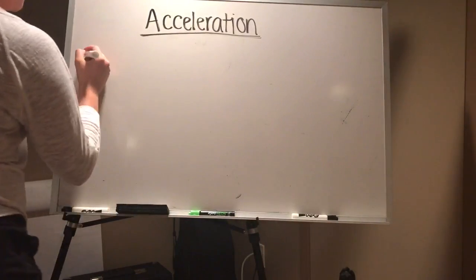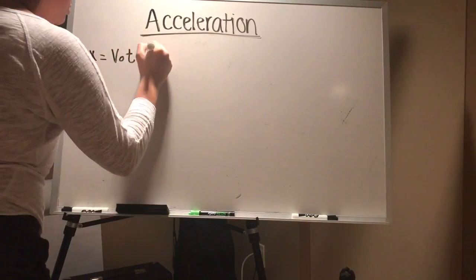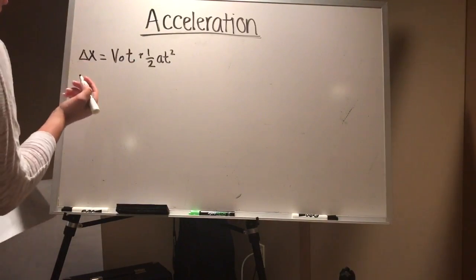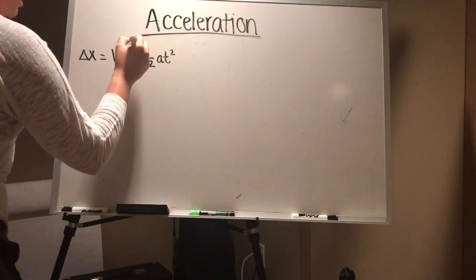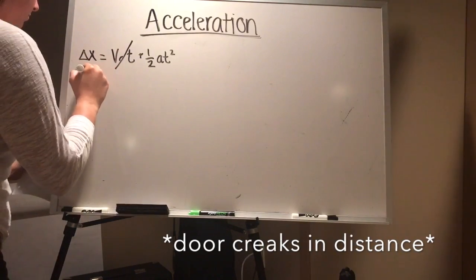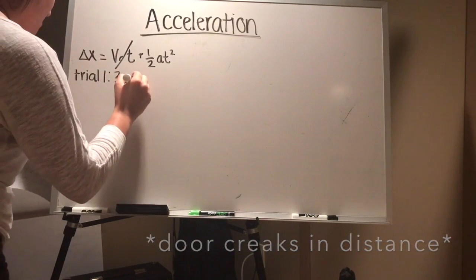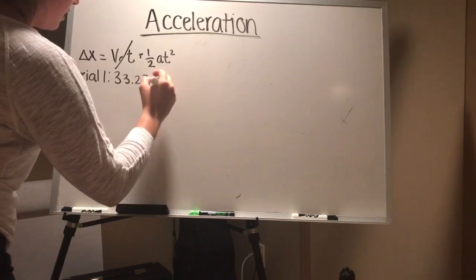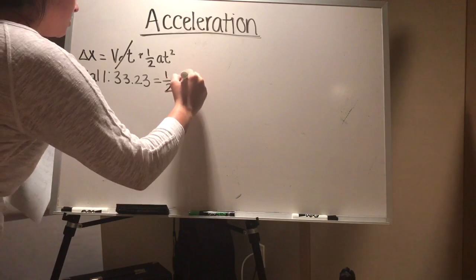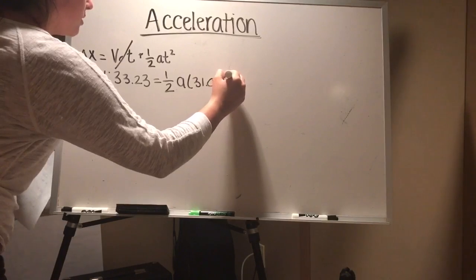The equation you use for acceleration is delta x equals initial velocity times time plus 1/2 times acceleration times time squared. For this car, the initial velocity was 0, so we don't use that. In trial 1, the car moved 33.23 meters, so you do 1/2 times the acceleration, which is what you're looking for, times 31.08 seconds squared.